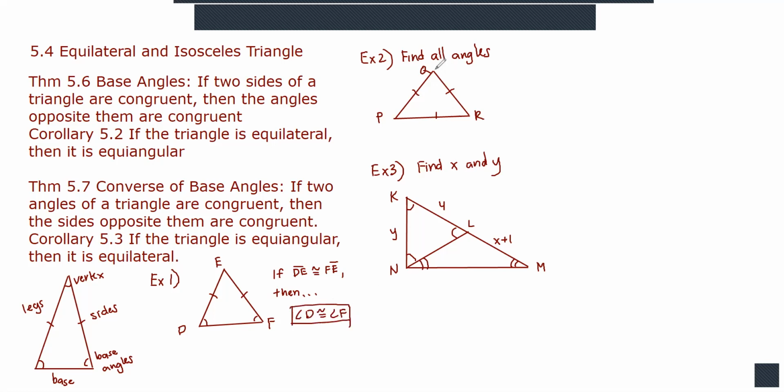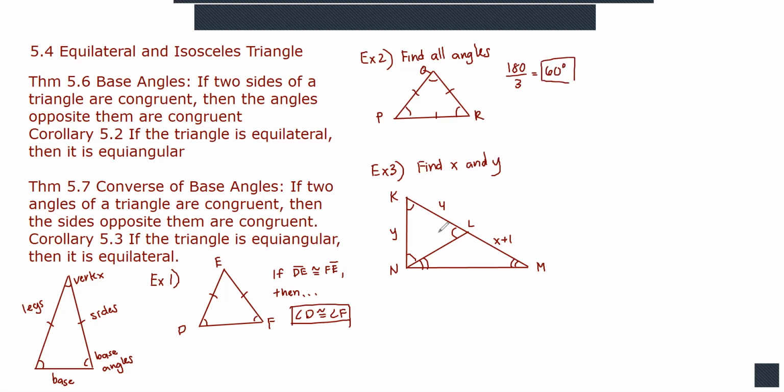Find all angles in example 2. If this triangle has three sides that are congruent, that means all of its angles are congruent. If the interior angles of a triangle equal 180 and we divide it into three equal parts, then that means each of these angles equals 60 degrees.